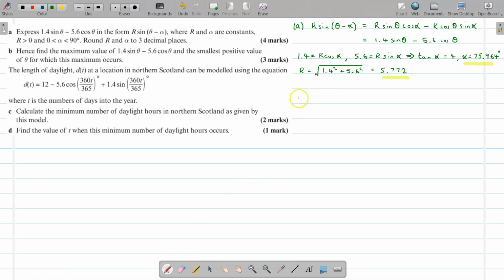Now in part B, we have to use what we've just done by expressing this original function, 1.4 sine theta minus 5.6 cos theta, and we now know that we can write that as 5.772 times the sine of theta minus alpha, which is theta minus 75.964.